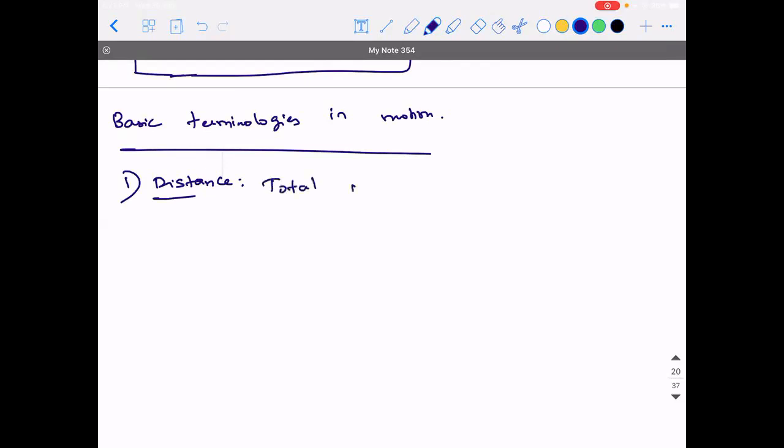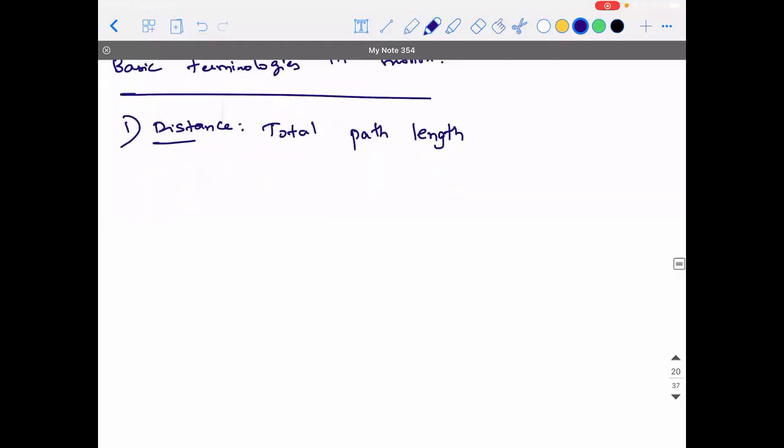It is the total path length. You talk about the total path length that is covered by the object, and that is what is called distance. Whenever you're learning about any physical quantity, and distance is a physical quantity, first you need to know its definition. Then you need to know the nature of that particular physical quantity. Then you need to know its SI and, if possible, CGS units also. So what type of physical quantity is distance? Is it a scalar or a vector quantity? Scalar.